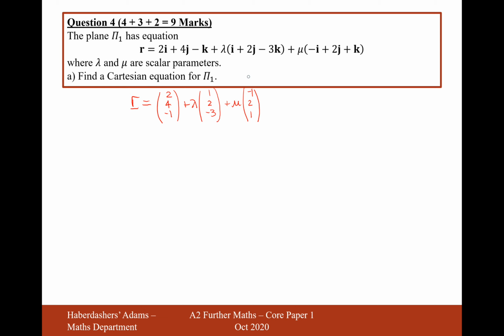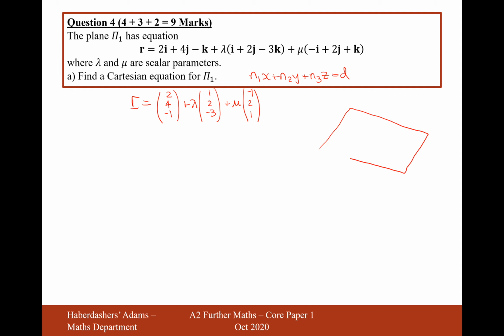So that is n1x + n2y + n3z = d. That's what a Cartesian equation for a plane looks like. Now, let's work out how to do this.